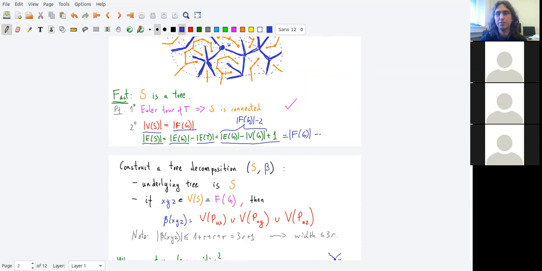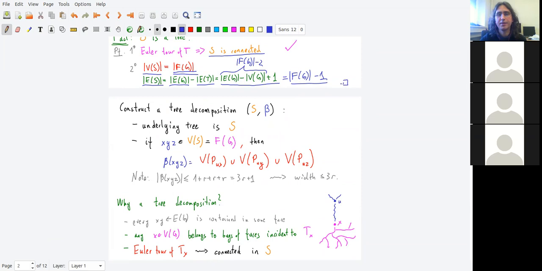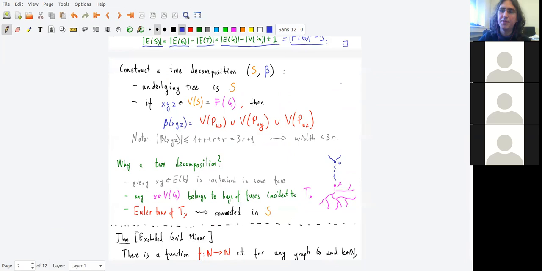So what we see now, S is a connected graph with one more vertex than the number of edges. So it must be a tree. A connected graph that has one more vertex than the number of edges is always a tree. Good, so now we have proved that this co-tree is indeed a tree. It is a spanning tree of the dual of the graph.